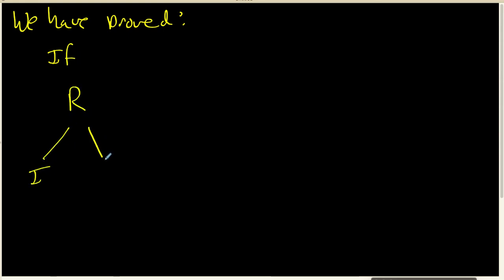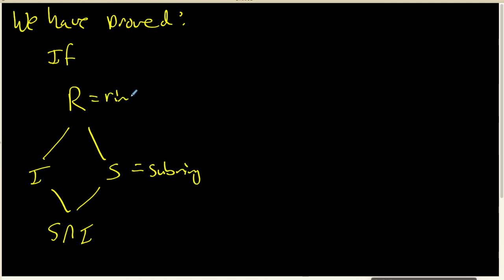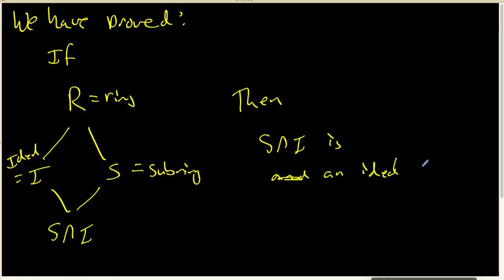So we have proved the following lemma. If we have this situation where this is a subring, this is a ring, and this is an ideal, then we know that S intersect I is an ideal of the ring S, and that actually says S mod S intersect I is then a quotient ring.